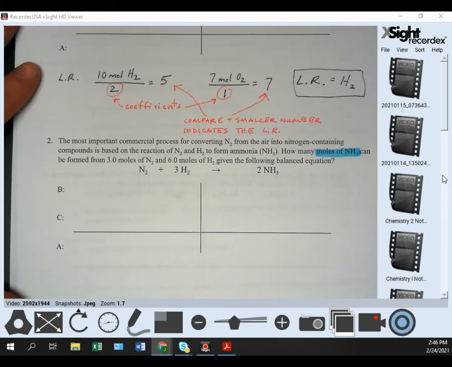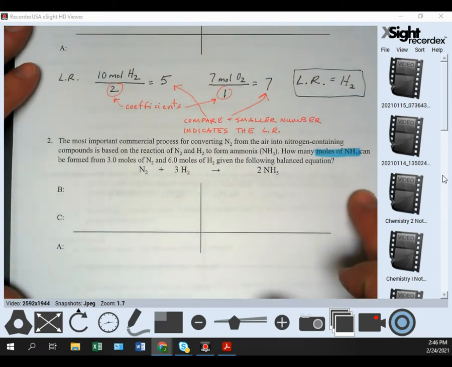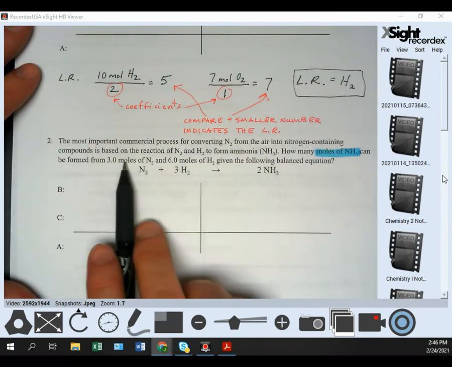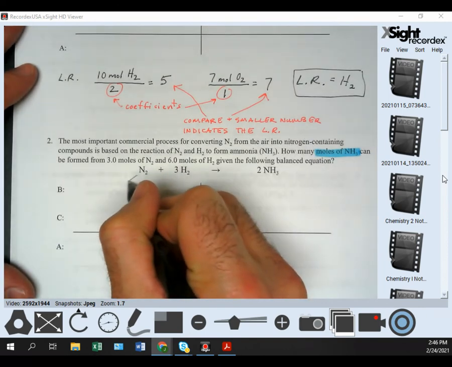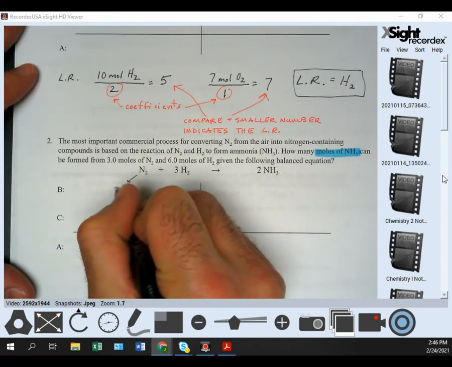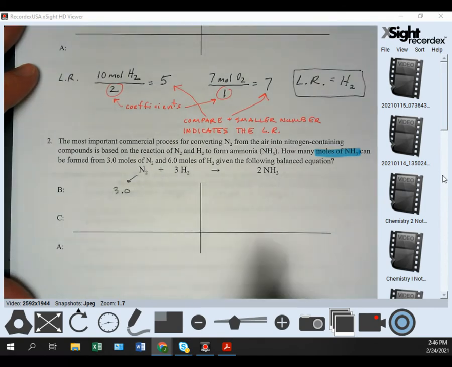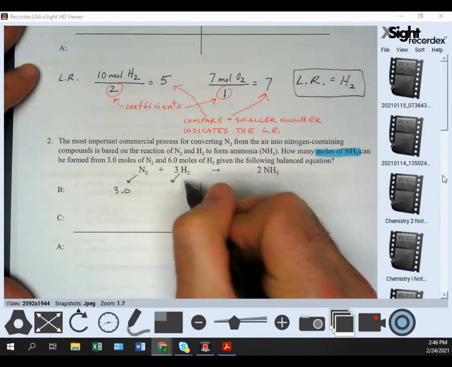Okay, so our before line, the B row, that's, again, always in moles, which these are given to us in moles, so we don't have to convert. So for the nitrogen, 3 moles for the nitrogen. For the hydrogen, 6.